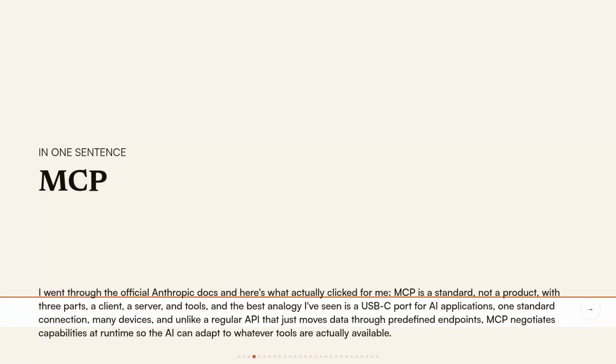I went through the official Anthropic docs, and here's what actually clicked for me. MCP is a standard, not a product, with 3 parts: a client, a server, and tools. And the best analogy I've seen is a USB-C port for AI applications. One standard connection, many devices, and unlike a regular API that just moves data through predefined endpoints, MCP negotiates capabilities at runtime so the AI can adapt to whatever tools are actually available.